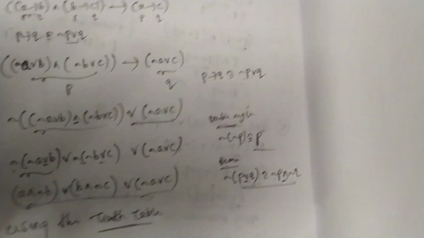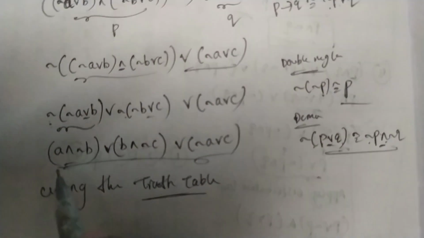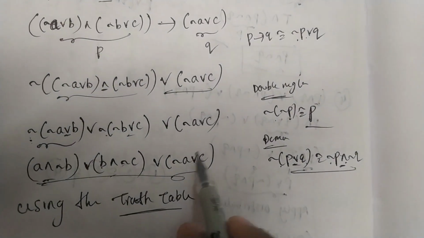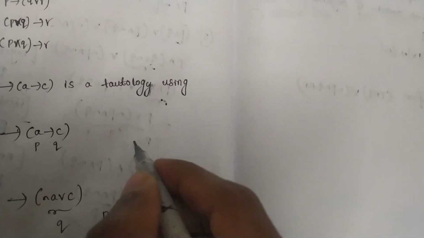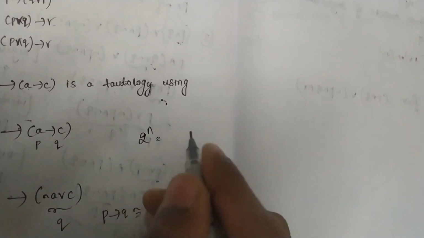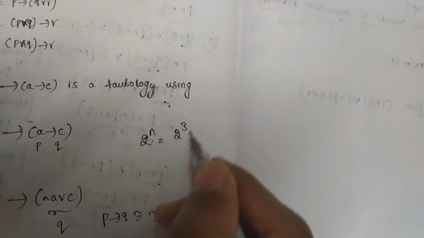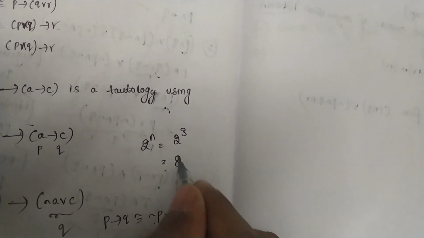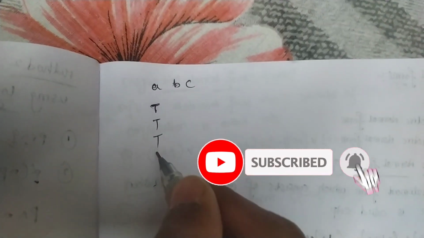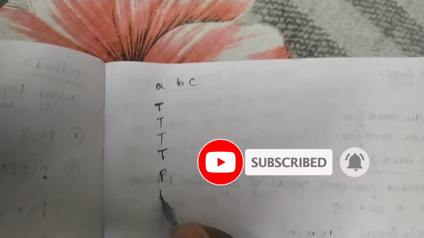Use the truth table. What are the variables here? A, B, and C. We know the formula 2 power n. How many variables do we have? We have 3 variables, so we write 2 power 3, which means 8. We have 8 cases here. To write the 8 cases, you can see here: first, you have to write 4 T's and 4 F's.